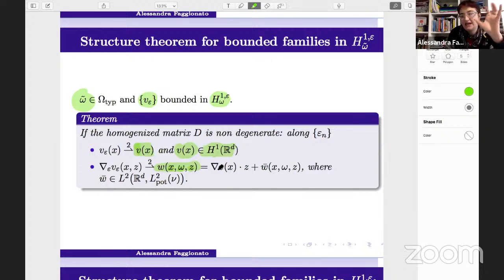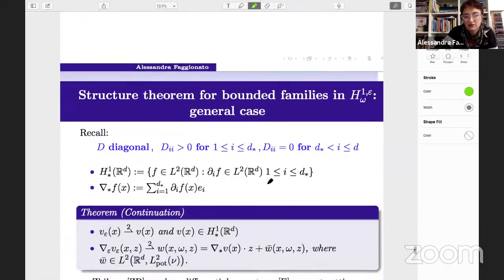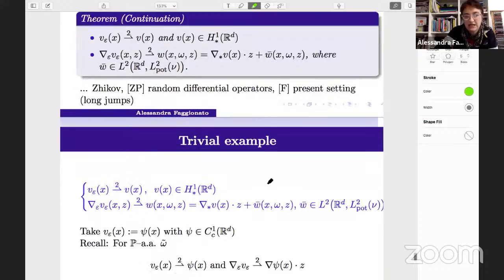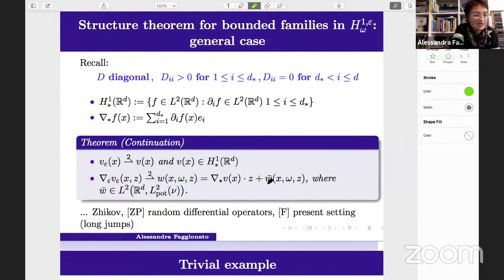It is like the elementary forms I introduced before. So you have the gradient of v in x, times z, plus an extra term: a function w bar in (x, omega, z) such that when you fix x, you have a potential form. It is more complex, we discuss later. Now I really conclude. When the matrix D is degenerate, you have to make some small modification.